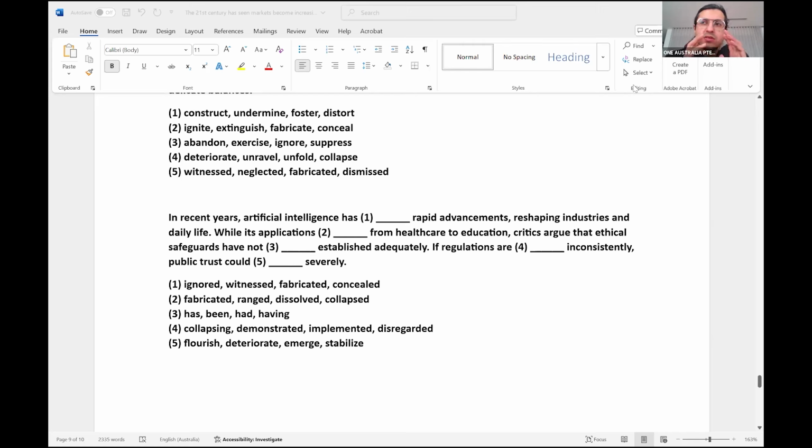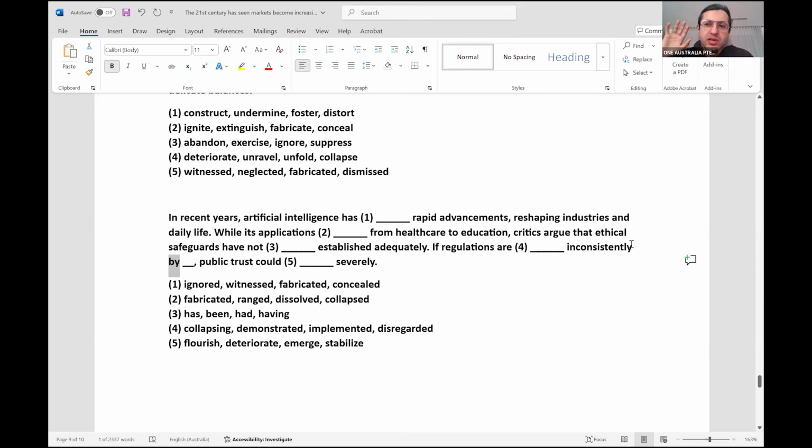Implementing means that thing itself is doing it. Are regulations implemented on their own? No. Who is implementing? The government, right? So actually, what is the sentence? If regulations are implemented inconsistently by someone, it is not written, but it is implied. It means by the government. And whenever there is by, whether it is written or implied, it means it is in the passive voice. And what you are saying will make the sentence in the active voice.